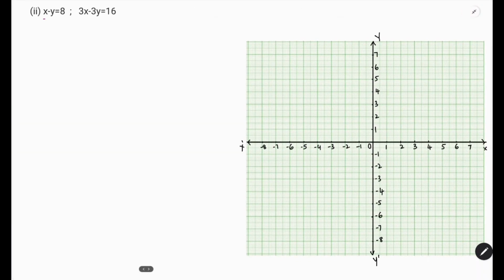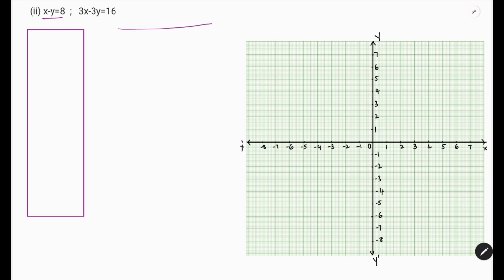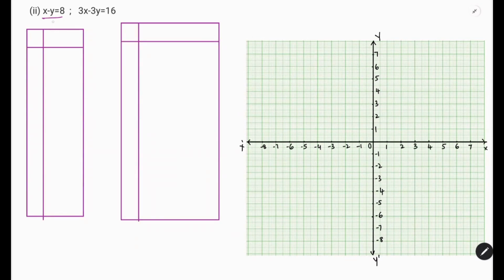See here, x minus y equal to 8. Okay. We will assume the values of x and we will find out the values of y. See, in this equation, if x equal to 3, then y is what? Okay. Substitute x values in this equation. x minus y equal to 8.